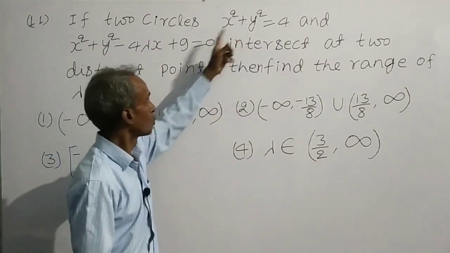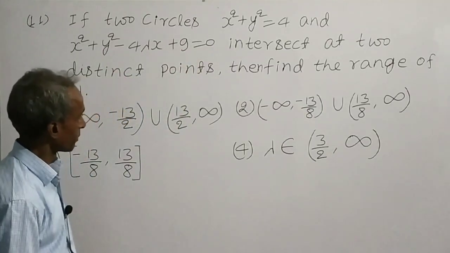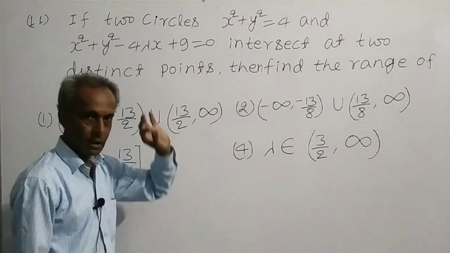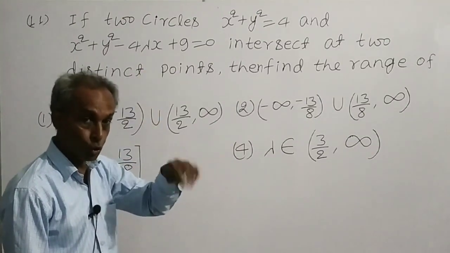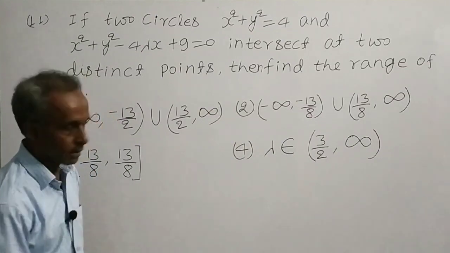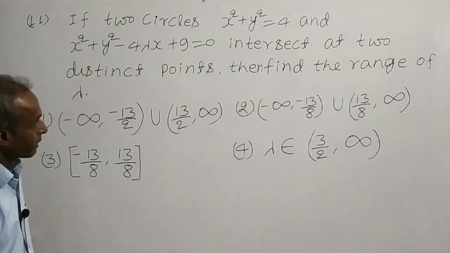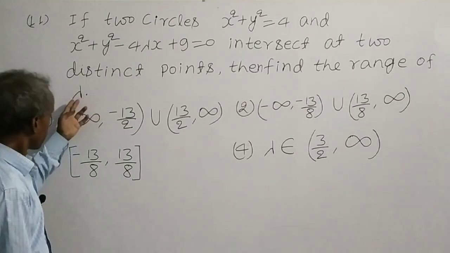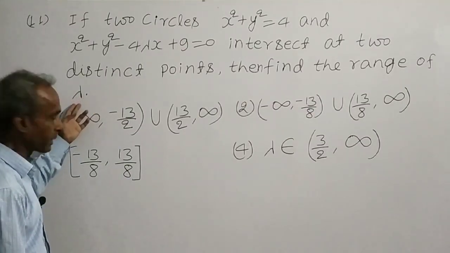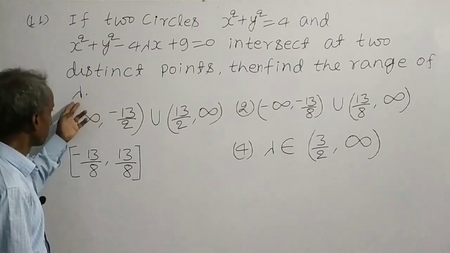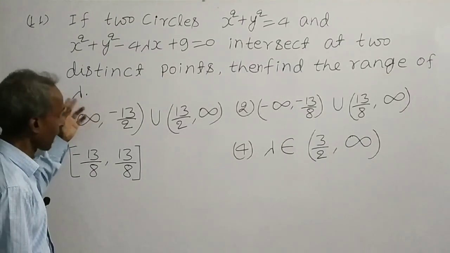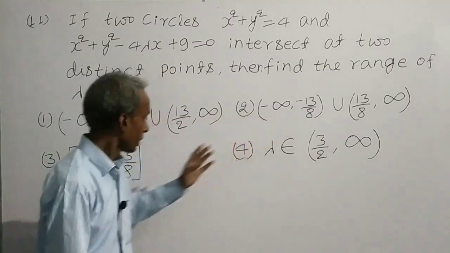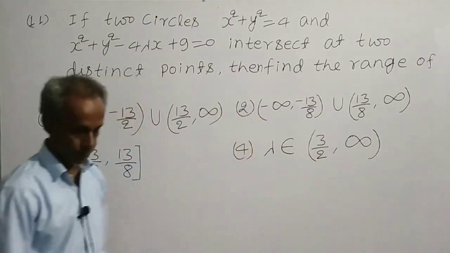Equation of these two circles are given, and it is said that these two circles intersect at two distinct points. Then we have to find the value of lambda, that means the interval in which the value of lambda lies out of these four given intervals.